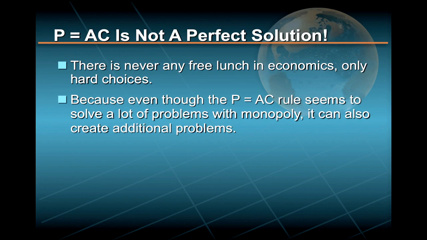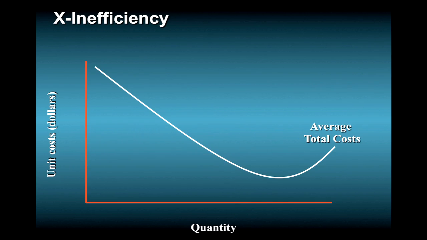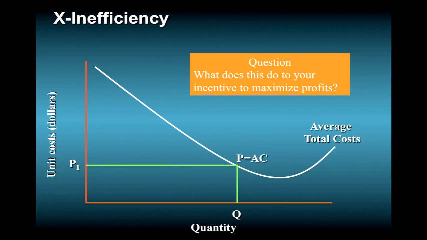Because even though the P equals AC rule seems to solve a lot of problems with monopoly, it can also create additional problems. Take a look at this graph. It illustrates what is known as x-inefficiency, a concept first introduced by Harvard economist Harvey Leibenstein. Here's the deal. Suppose you are the chief executive officer of a regulated electric utility and your price is set by the P equals AC rule. What does this do to your incentive to maximize profits?